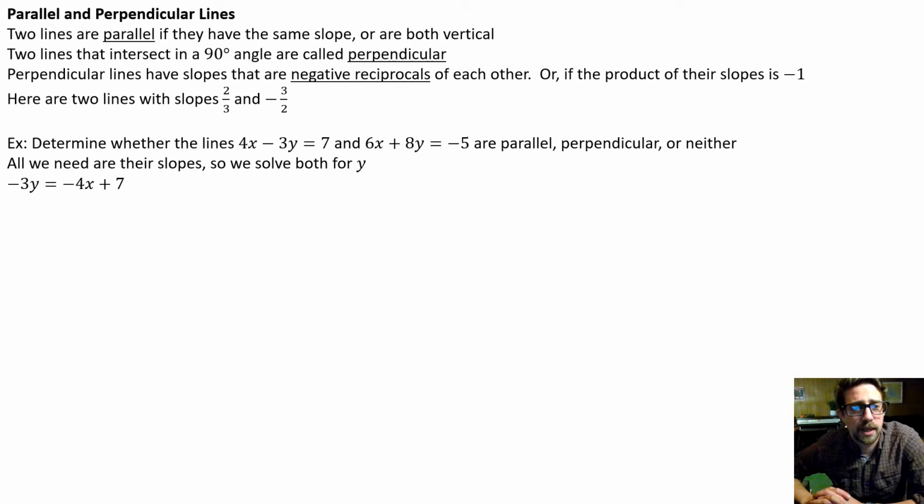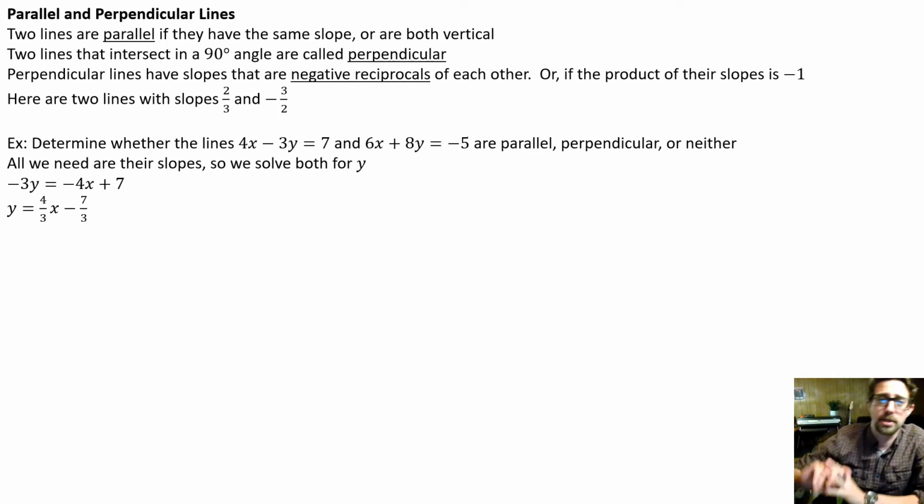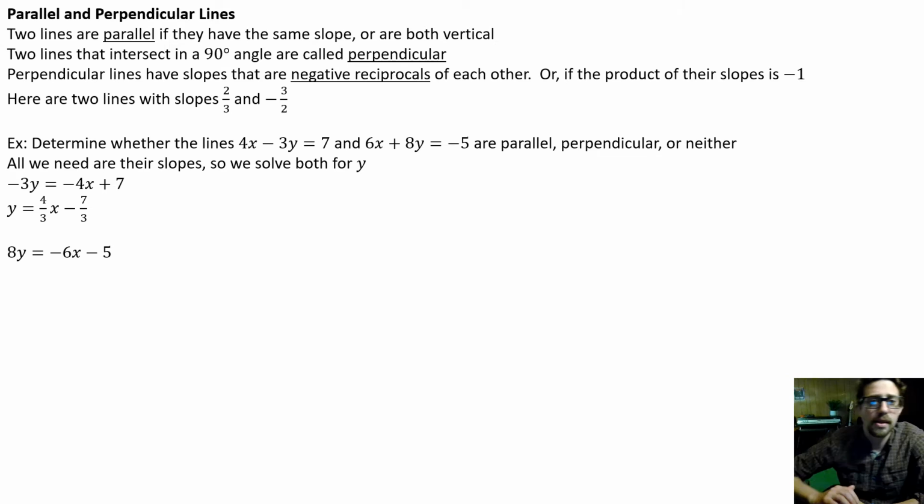There's the first one, -3y equals -4x plus 7. I like to put the 4x first, and then just divide everything by -3, so you get y equals 4/3 x minus 7/3, like so. Now, you can just do the same exact thing with the other line. So here comes line 2. Subtract the 6x, you get 8y equals -6x minus 5, and then divide everything by 8. And you get y equals -3/4 x minus 5/8.